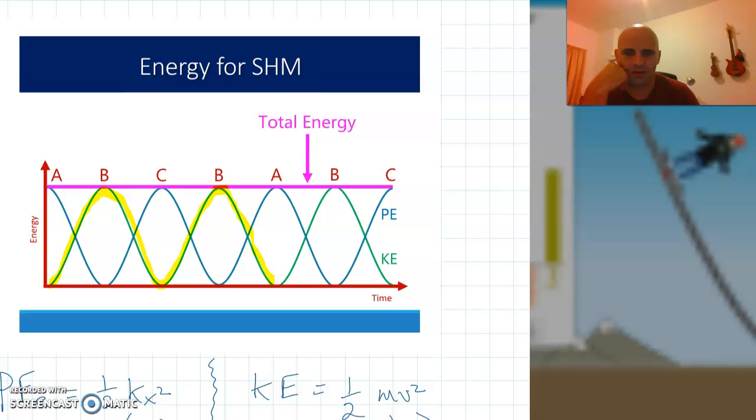At the same time, if you think about it for a second, when the kinetic energy is 0, that means that the velocity is 0. When the velocity is 0, that means that the displacement has to be maximum, either positive or negative maximum. It doesn't make a difference. The potential elastic energy will be maximum.